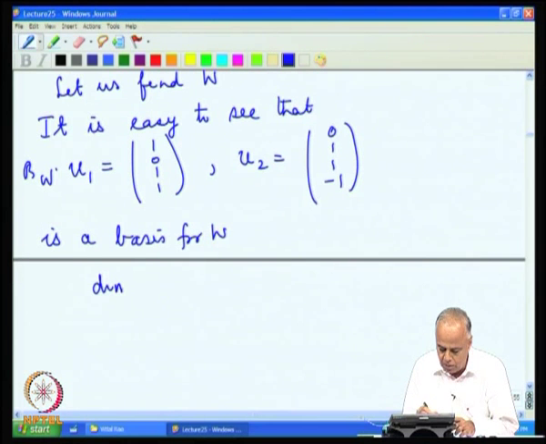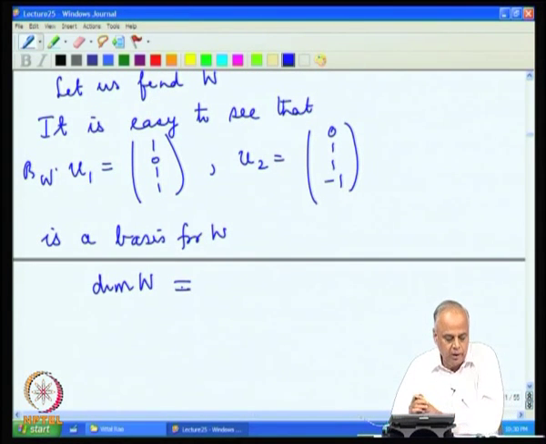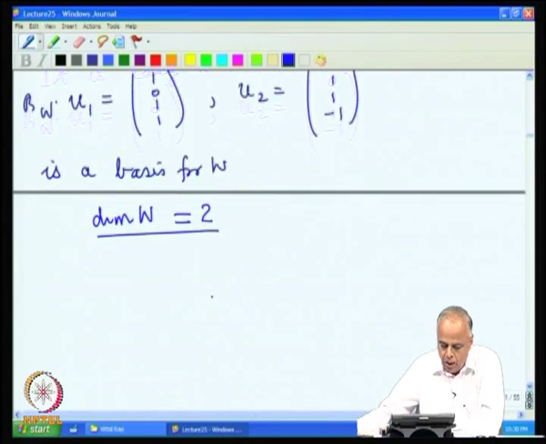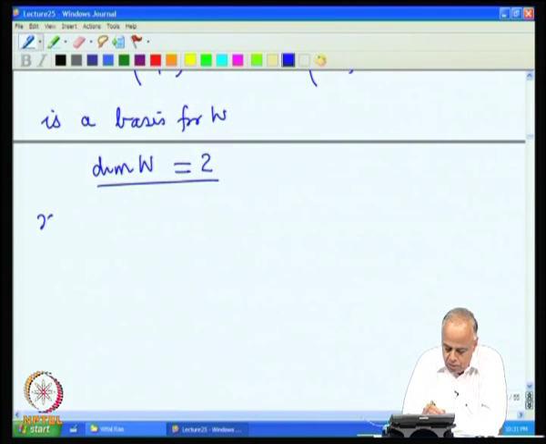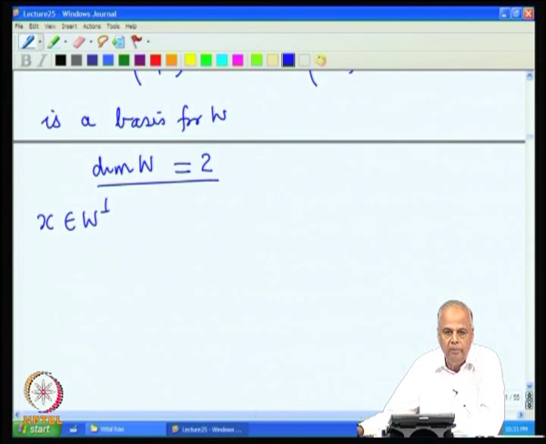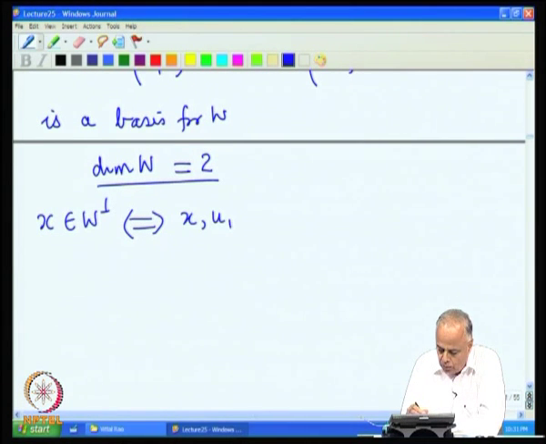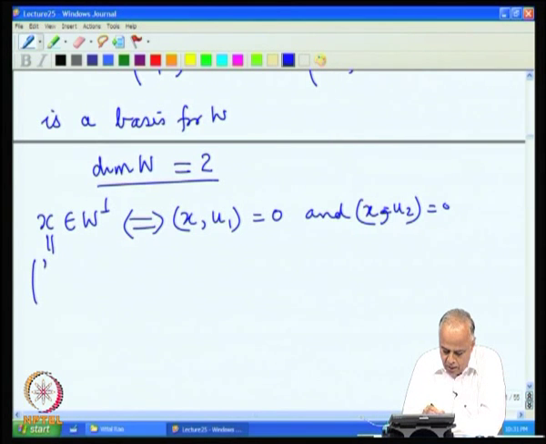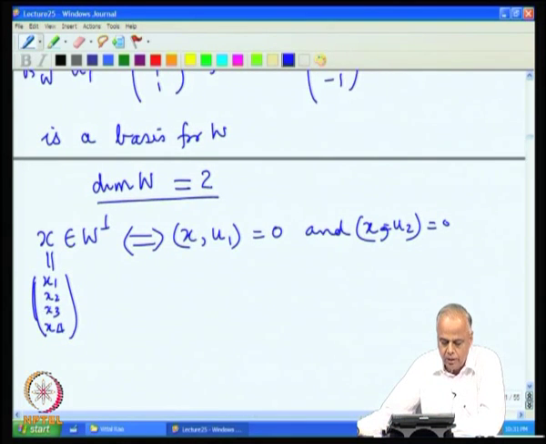So, what do you observe from this about the dimension of W? Since there are 2 vectors in this basis, the dimension of W is indeed 2. Now, let us find W perp. Let x belong to W perp. We have seen that a vector belongs to the orthogonal complement if and only if it is orthogonal to every vector in the basis for W, and therefore x must be orthogonal to u1 and x must be orthogonal to u2. Now, suppose x is (x1, x2, x3, x4). We are looking in the space R4, so x will have 4 components.